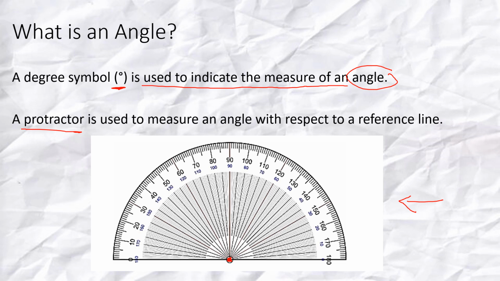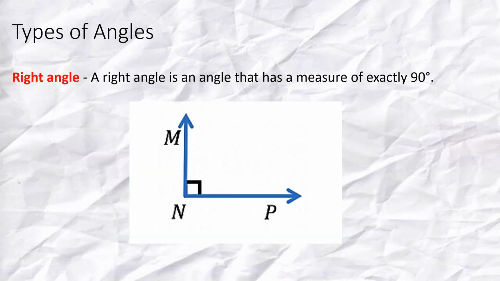As you can see here, there are two sets of numbers, the blue part and the black part. So you look for the opening of your angle and then place one of the rays on the 0 degree part, or the straight edge of the protractor, and count the degrees until it reaches the other ray.